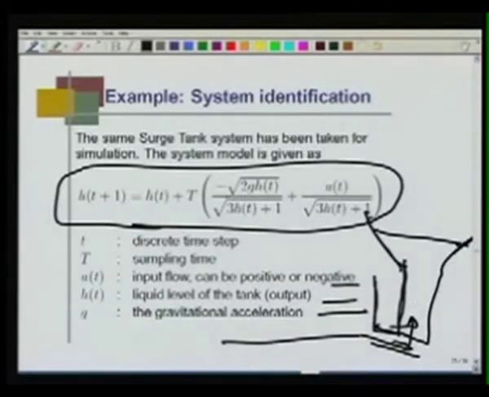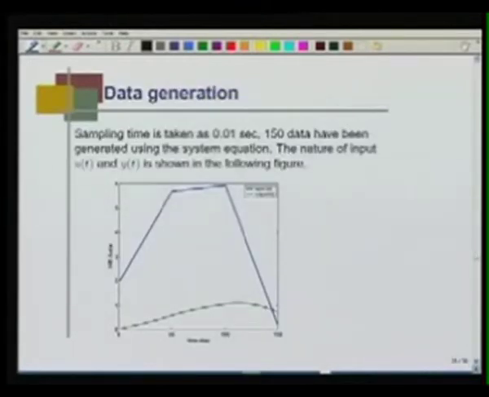Please see that T into minus 2 square root 2 G H upon square root 3 H t plus 1, plus U t upon 3 H t plus 1 square root. U t is the water flow into the surge tank, H t is the liquid level, G is the acceleration due to gravity, T is the sampling time, and t is the sampling instant. So, data we have generated in a similar manner as earlier. Sampling time 0.01, 150 data points have been generated, where our input flow is according to this particular curve and the corresponding H t liquid level. This is your U t and this is your liquid level.